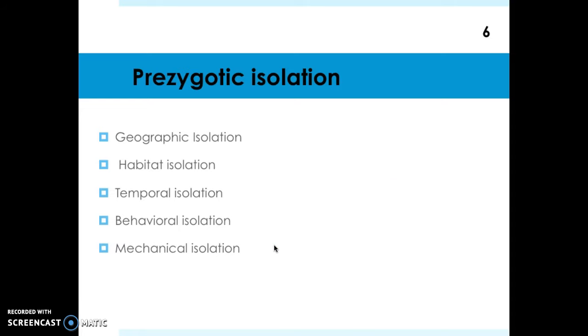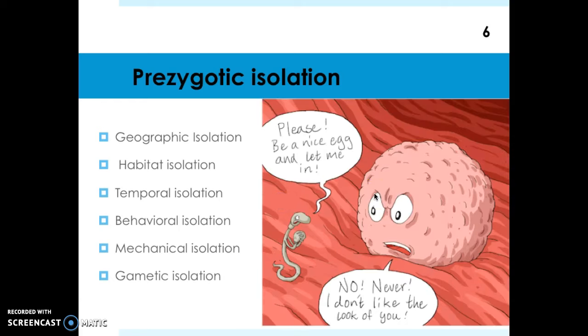There's also something called mechanical isolation. Basically, their two parts don't fit together correctly. They have different parts, so they can't breed. And if all else fails, there's something called gametic isolation. That's when the body actually rejects it: the female egg cell physically rejects the sperm cell, so they are not able to be fertilized by each other. It sees it as a virus or a bacteria and gets rid of it, like an invader. So these are all prezygotic isolation techniques, mechanisms before birth.